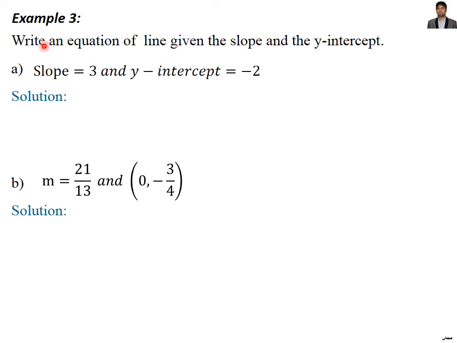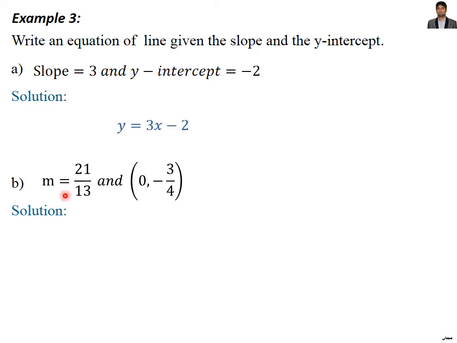Example number 3. Write an equation of line given the slope and y-intercept. Slope is 3 and y-intercept is minus 2. Slope means m and y-intercept means c. So I will use here slope-intercept form to find the equation of line, which is y is equal to mx plus c. I will replace m with 3 and c with minus 2. So I have this equation of line.